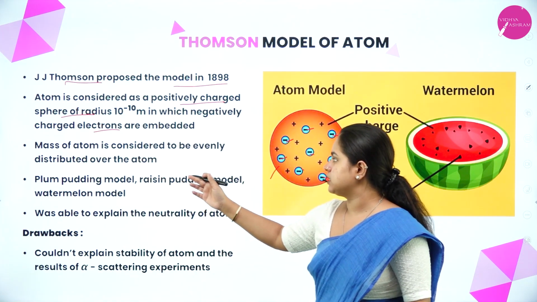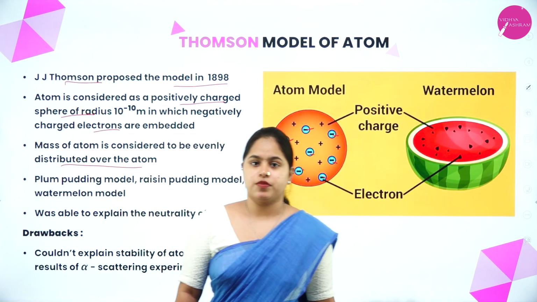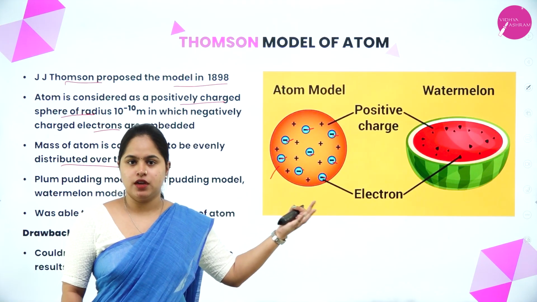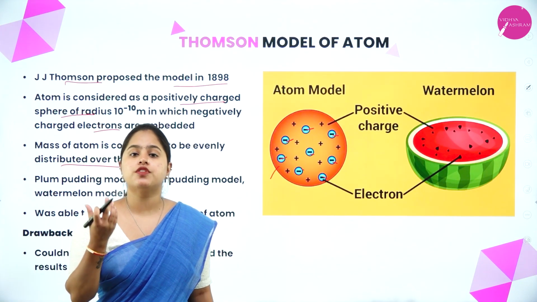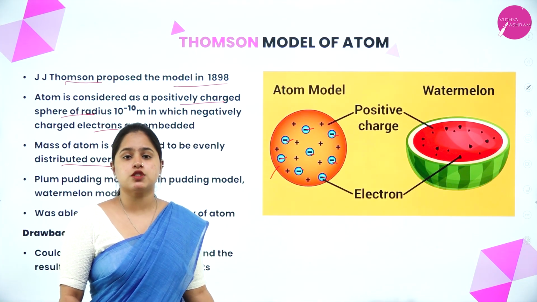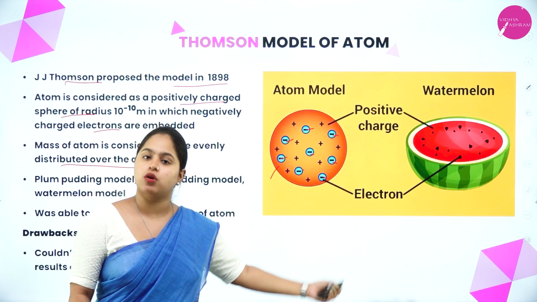And the mass of the atom is considered to be evenly distributed over the atom. So the mass of the atom is distributed all over the sphere. But as of now, we know that the mass of the atom is concentrated in the nucleus, right? But according to Thomson's model of atom, the mass of the atom is evenly distributed throughout the sphere.